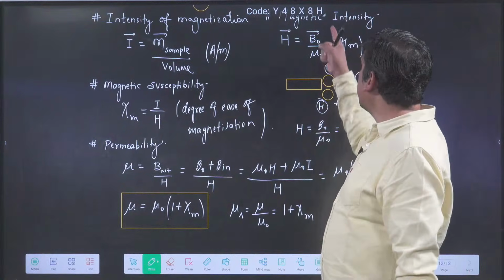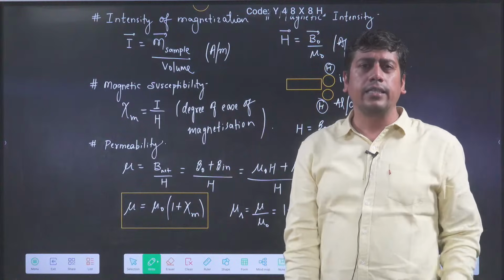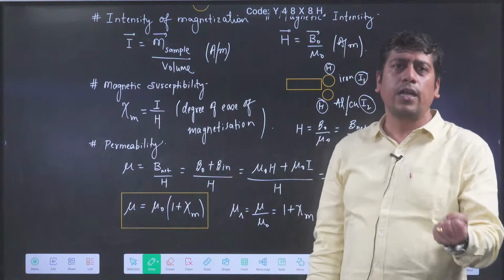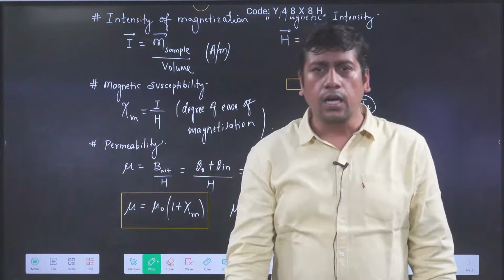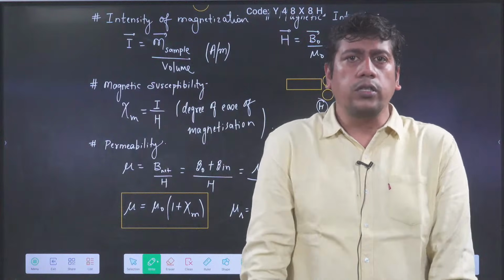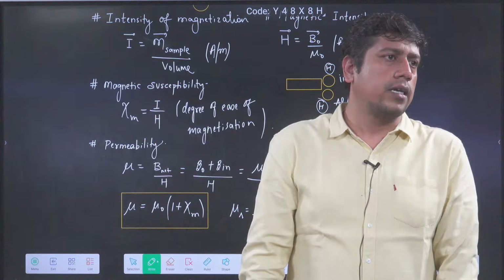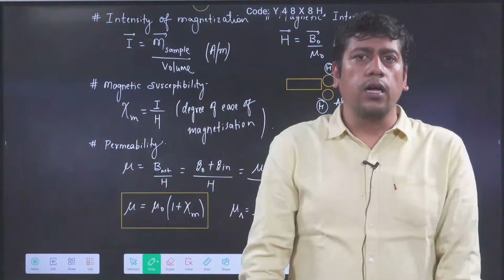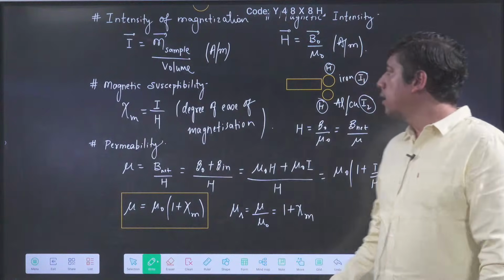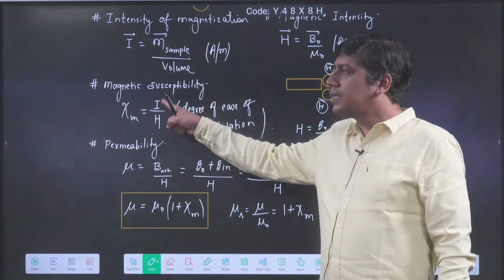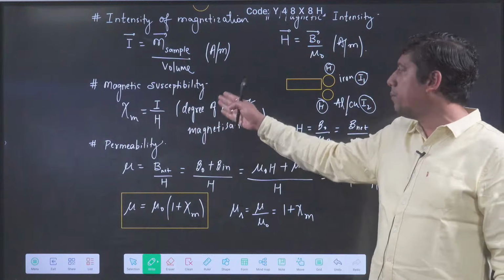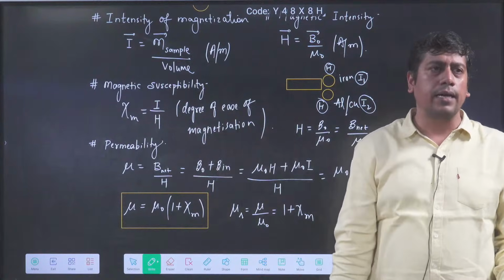Okay. Then the next term is magnetic intensity. It tells us how strong a field we are using for magnetization. That means it talks about the cause. It talks about the external field, how strong the external field is, which is responsible for the magnetization. Okay. Magnetic susceptibility is the ratio of these 2 terms, which simply means how easily a material can be magnetized.